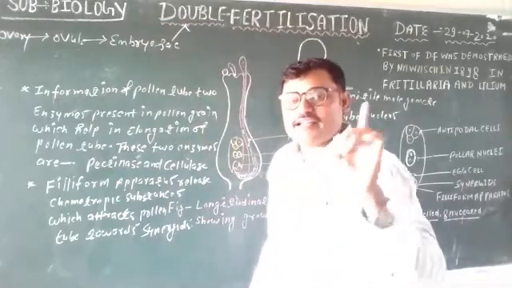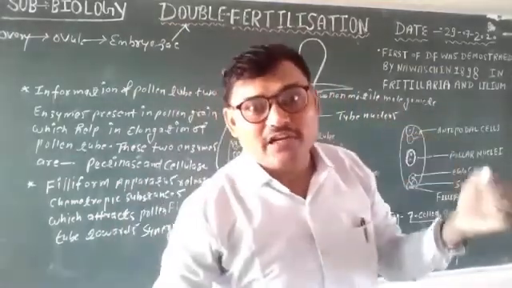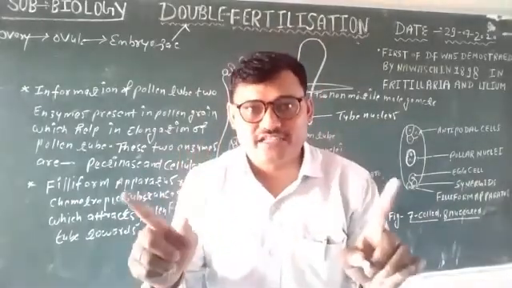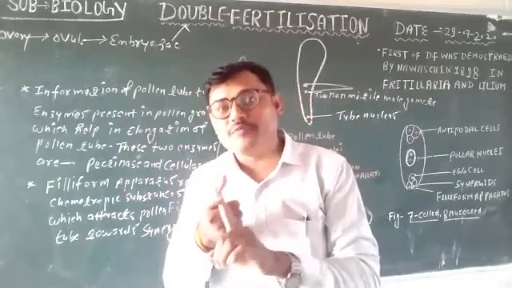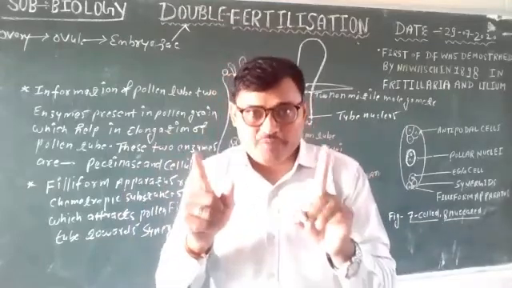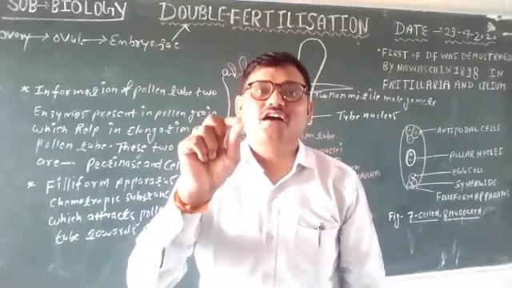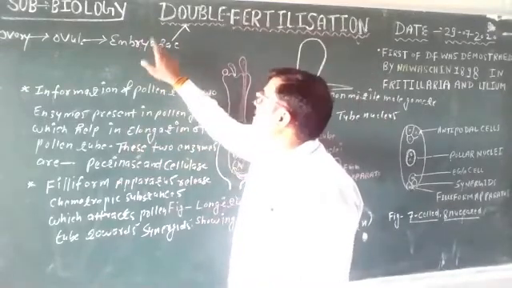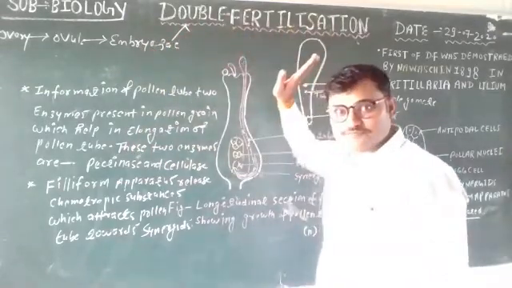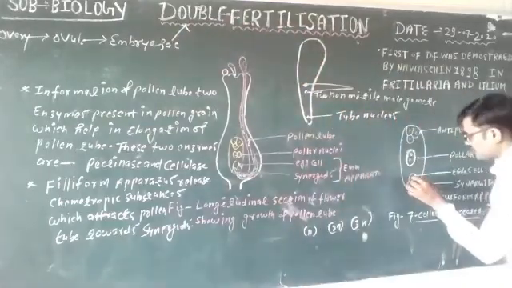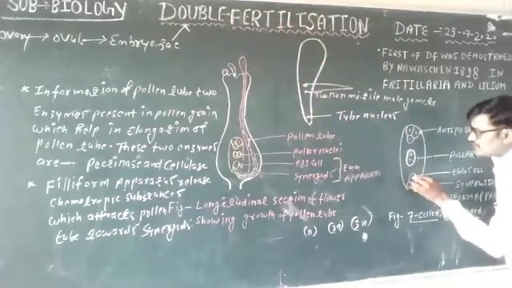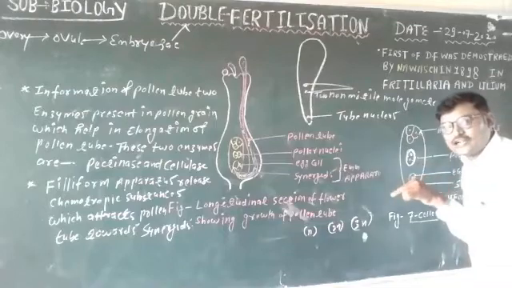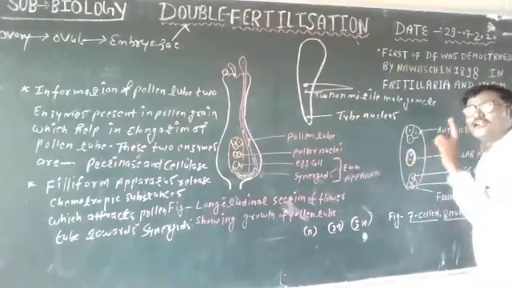One more thing: in the case of the female in human reproduction, the fallopian tube or oviduct is the site of fertilization. In human beings, we will discuss the reproductive system later. But in the case of angiospermic plants, the embryo sac is the site of double fertilization. It means one male gamete fuses to the egg cell and the other male gamete fuses to the polar nuclei. Twice fusion takes place. That's why it is known as double fertilization.